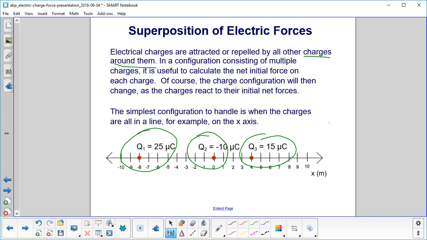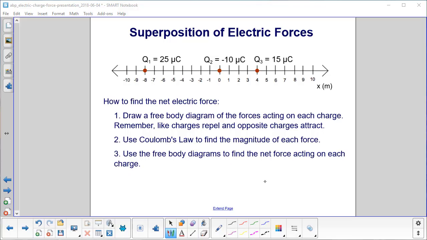It is useful to calculate the net initial force on each charge. And I stress initial here, because this configuration is not going to stay static. Once you let them go, they're all going to move around, the equations will change, they'll be at different distances from each other, but we're not going to worry about that for now. We just want to find the initial net force on each charge. The simplest one is when we have all the charges in a line, for example, on the x-axis, like in this case here.